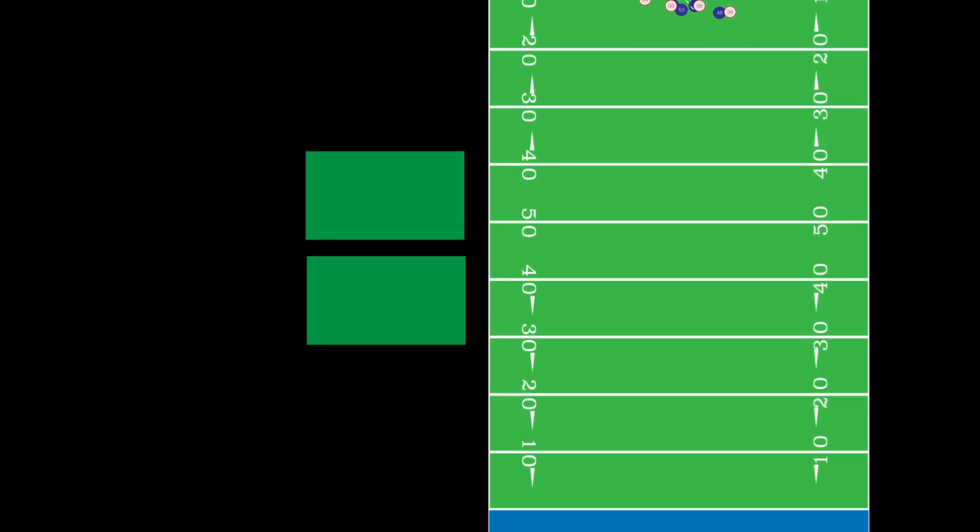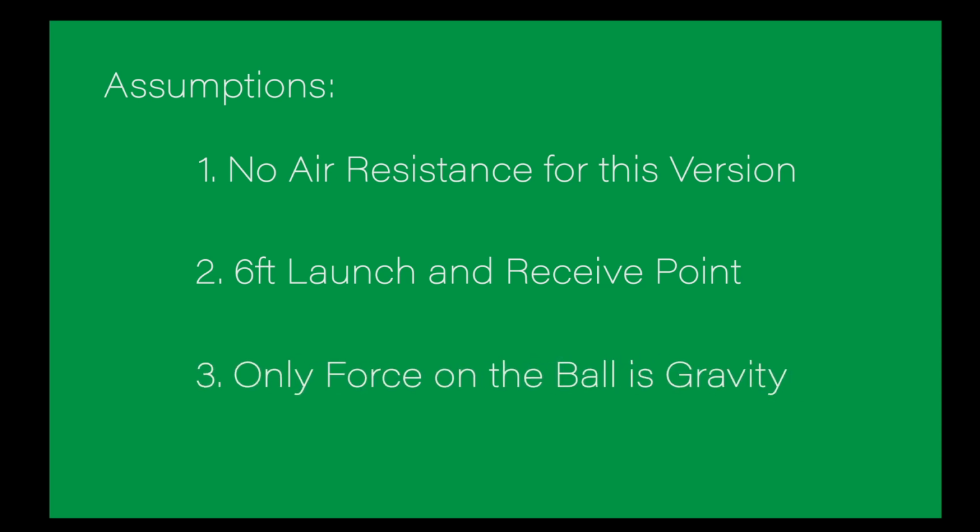We're going to apply some kinematics equations, but before we do that, we need to make some assumptions about the environment. 1. We will assume no air resistance for this version of NFL3D. This is because we are looking for a comparative relationship between quarterbacks. 2. Since we don't have any information about where the ball is launched from in the air, we will assume a 6-foot launch point and a 6-foot receive point. 3. The only force on the ball is gravity, and the ball doesn't get tipped or batted mid-flight. The physics of a spiraling football is rather complex, and for the scope of this project, we will ignore the extra forces.